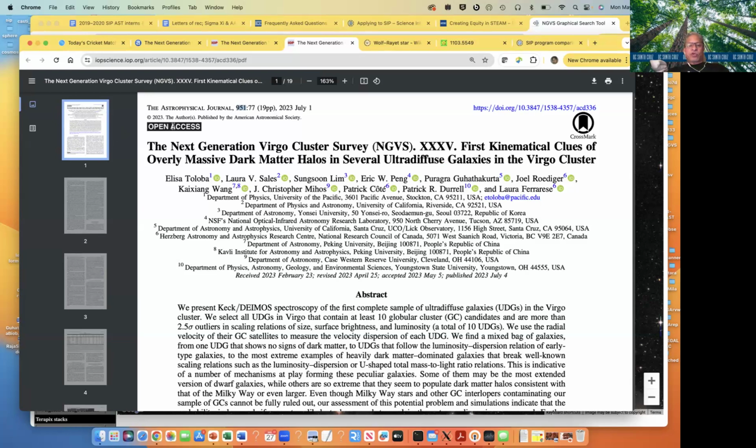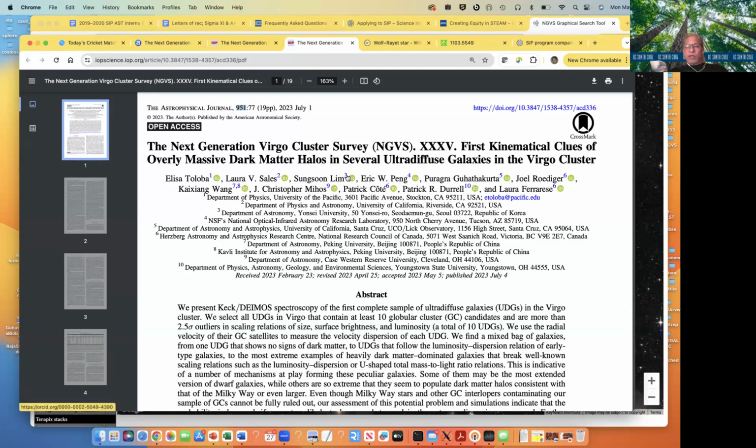Many journals have gone to open access, so you don't have to pay a subscription to access these articles. Again, you see the list of authors here. Every author has a superscript that's connected to their institution. Elisa is at the Department of Physics, University of the Pacific, which is right here in Stockton, California. Laura Salas is at UC, University of California, Riverside.